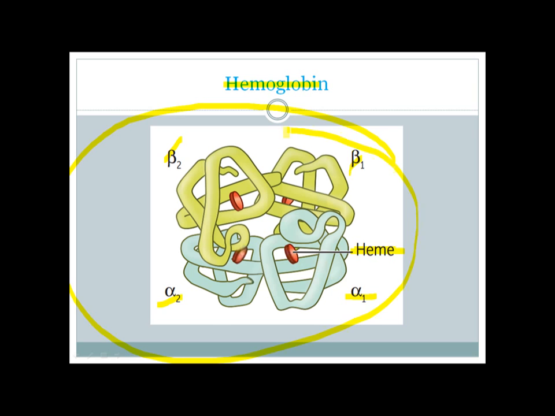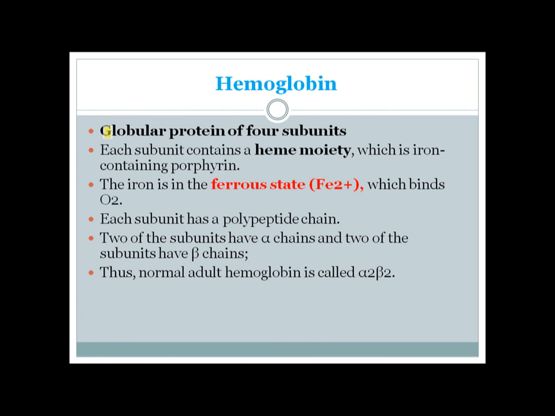So this is a globular protein. Hemoglobin is a globular protein of 4 subunits. Each subunit contains a globin moiety and also a heme moiety, which is an iron-containing porphyrin. The iron in the heme moiety is the ferrous iron, which is very important to remember. And this iron actually binds oxygen. So this is the active portion of the heme.